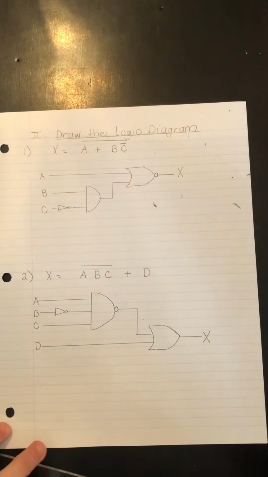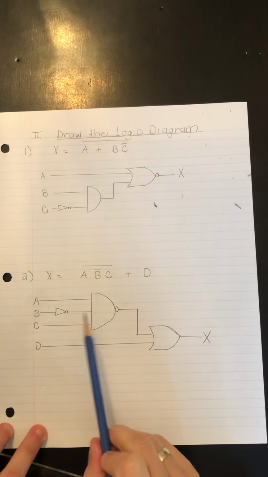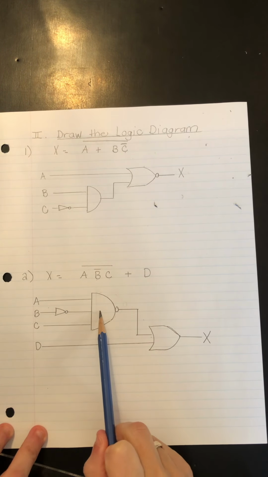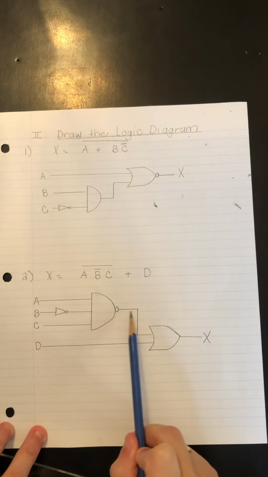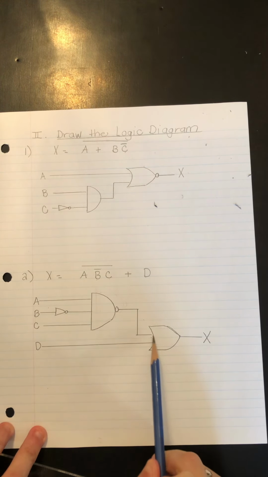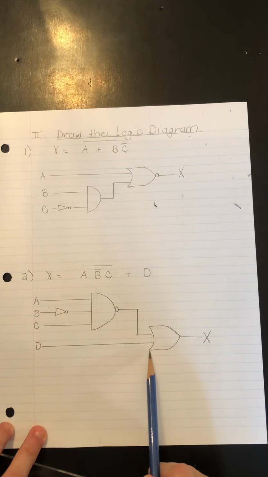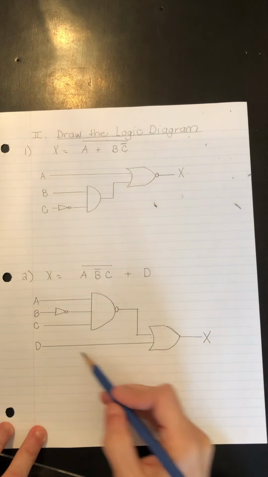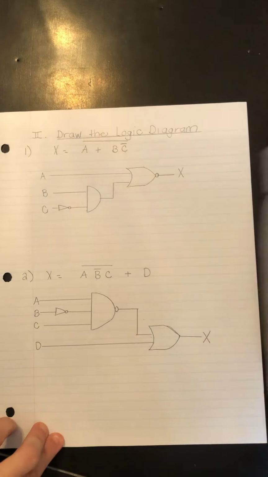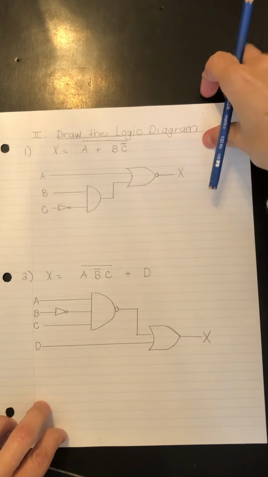Okay, and after you're done drawing it, of course, you can check it. This would be A times B naught times C, all inverted, and then added, round in the front is the key, right? Don't make that straight. Added to D. Okay, next one.